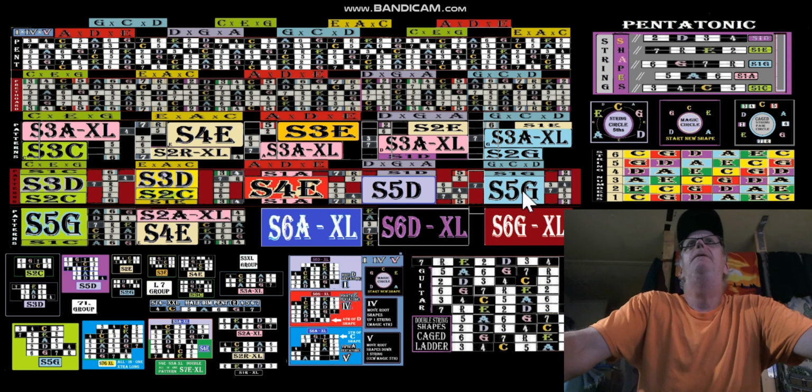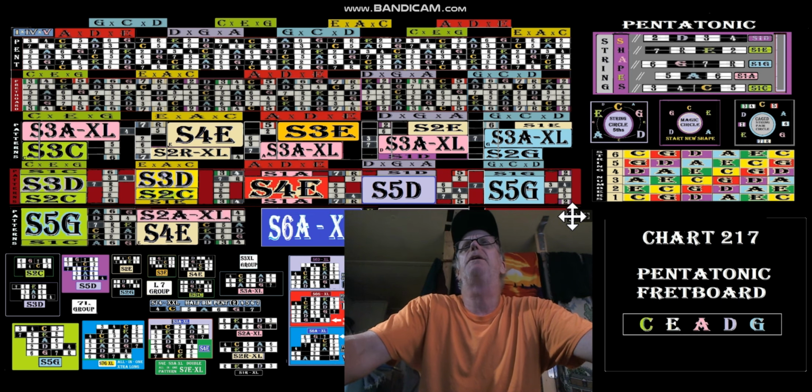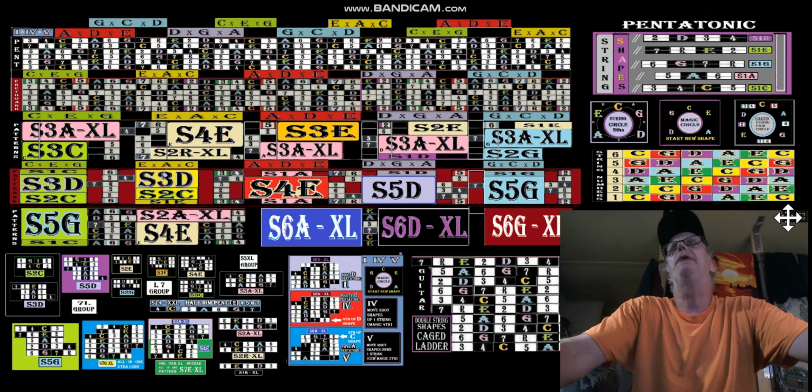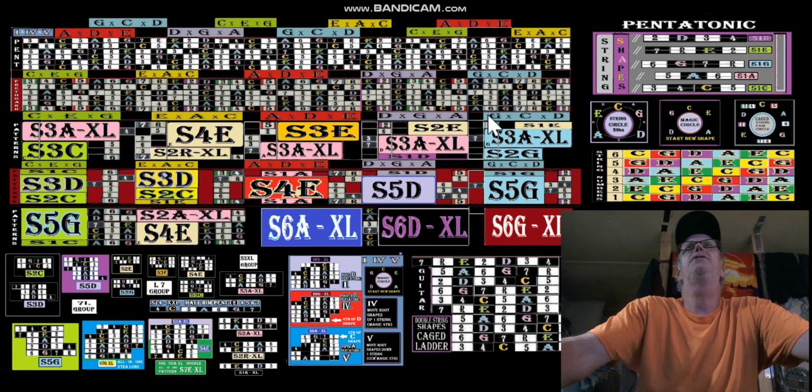Alright, so we're going to use this chart and we're going to be looking at this, and let's just introduce the chart here. 217 pentatonic fretboard, C, E, A, D, G. Those are long pattern fourths. So the fourth of C is that diminished E, the fourth of E is A, the fourth of A is D, and the fourth of D is G. That would be what the patterns are shown up here on the top. C, E, A, D, and G. These are the long patterns down here.